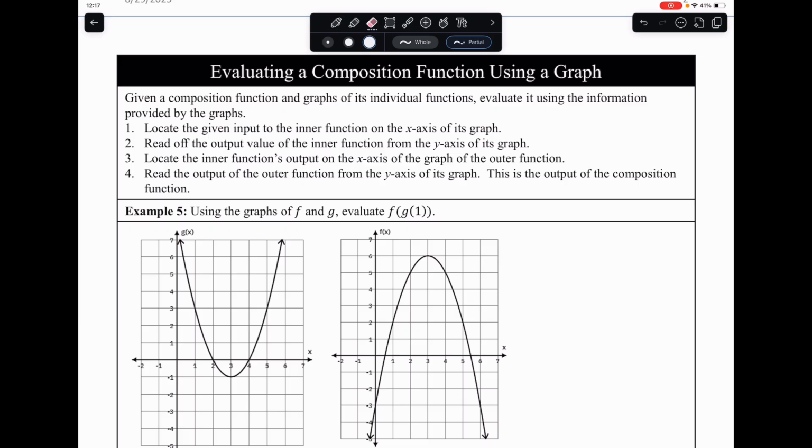In this portion of the video, we're going to go over how to evaluate composition functions using multiple representations. We're going to first look at how we do this using just two graphs. Given a composition function and a graph, its individual functions are evaluated using the information provided by the graph.